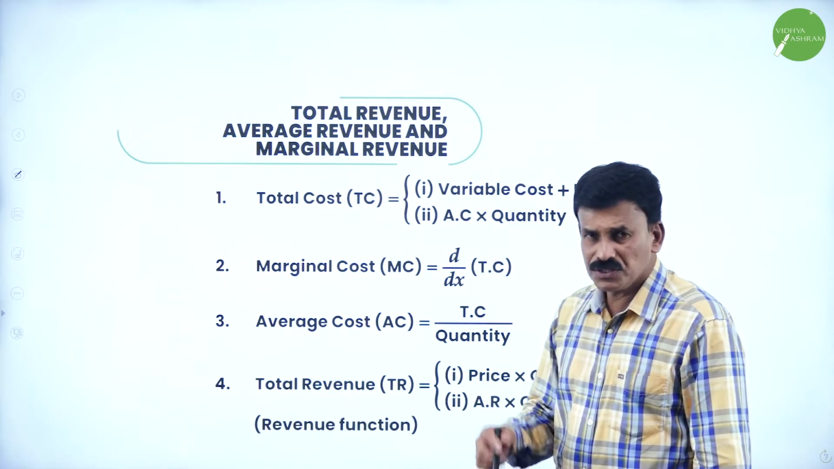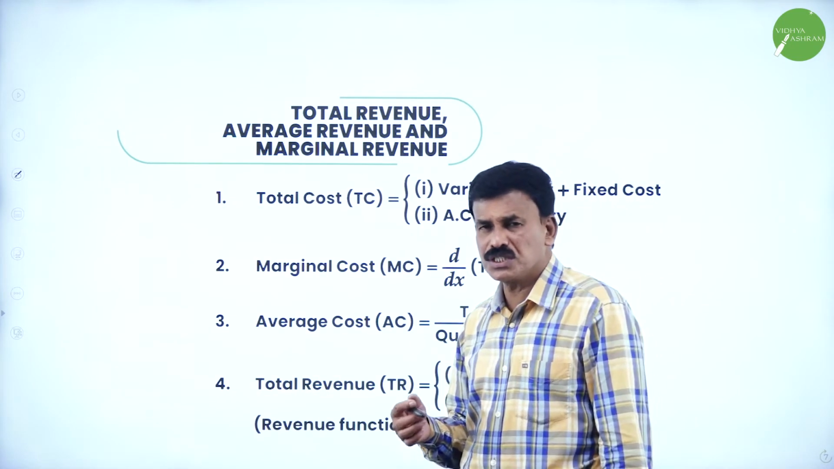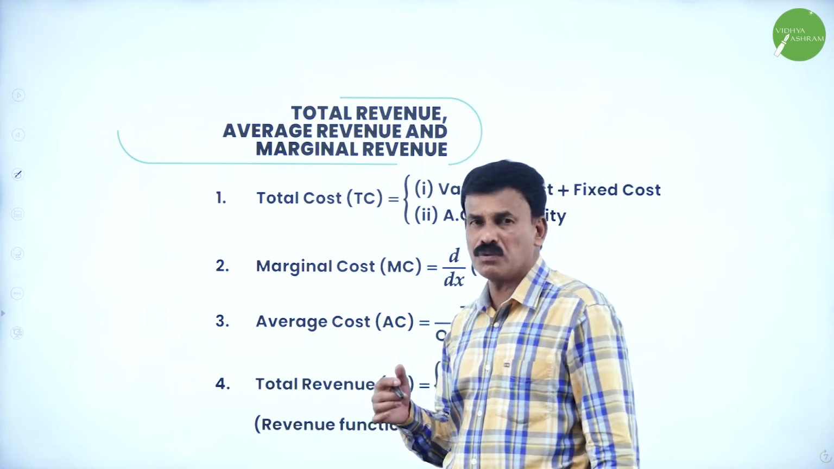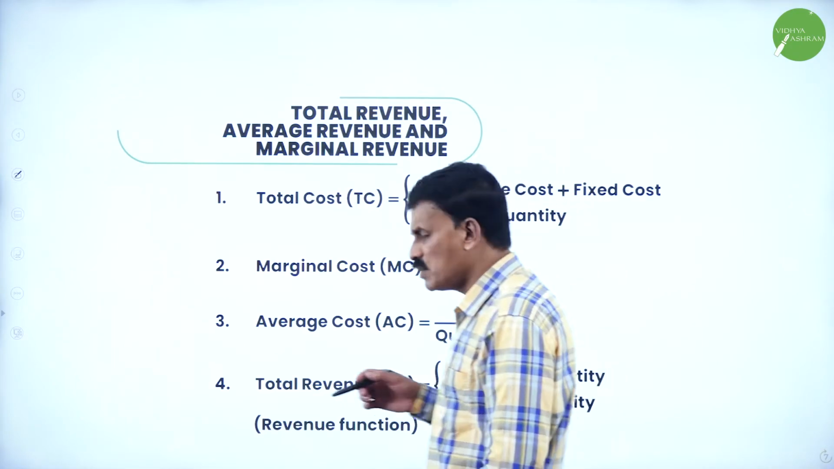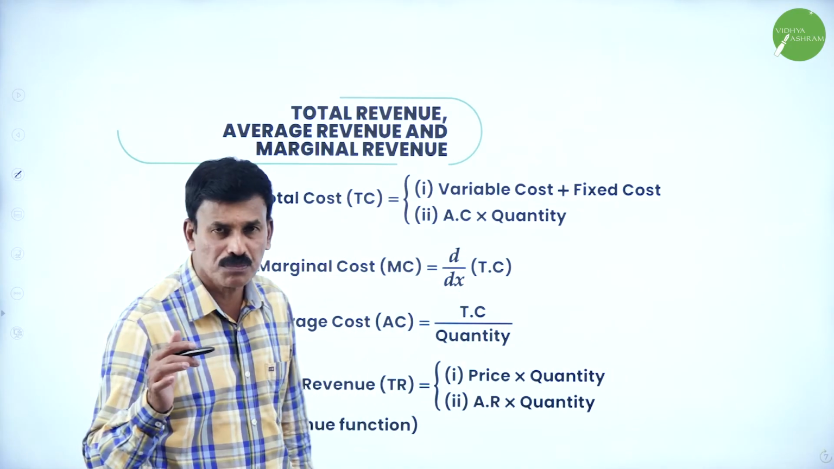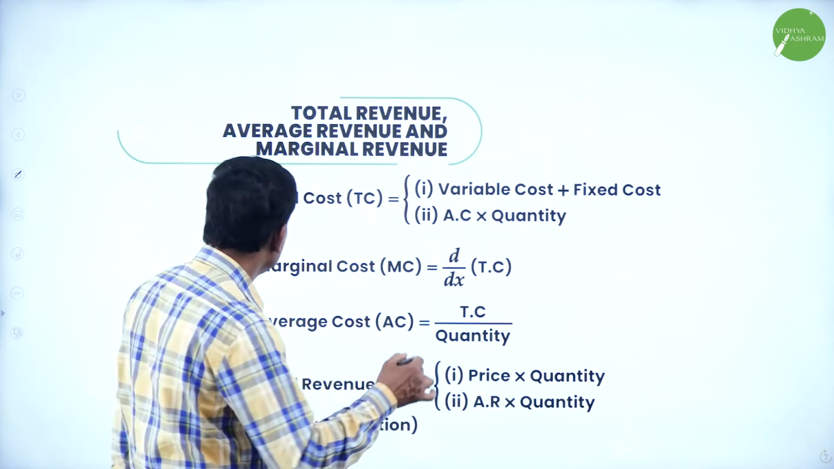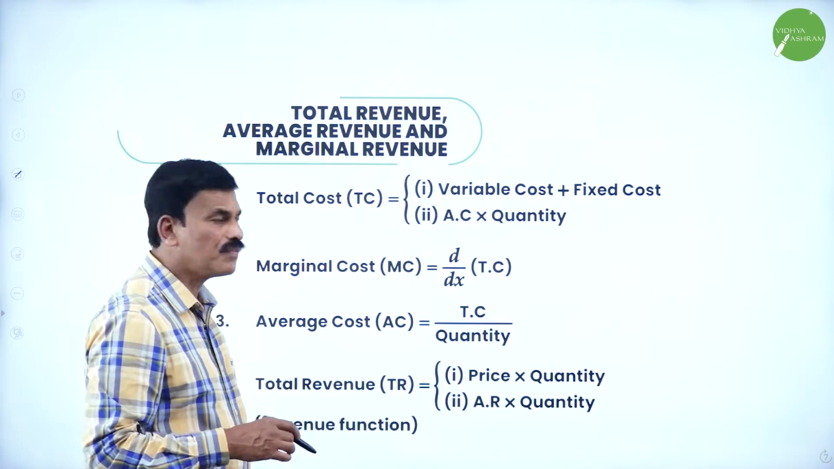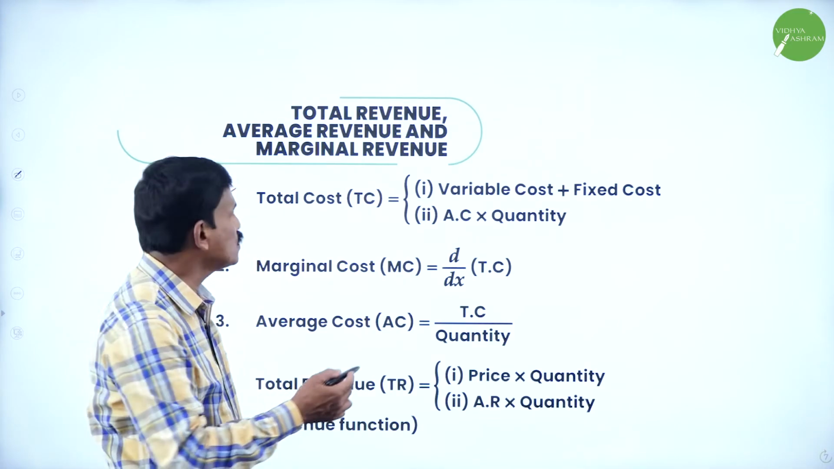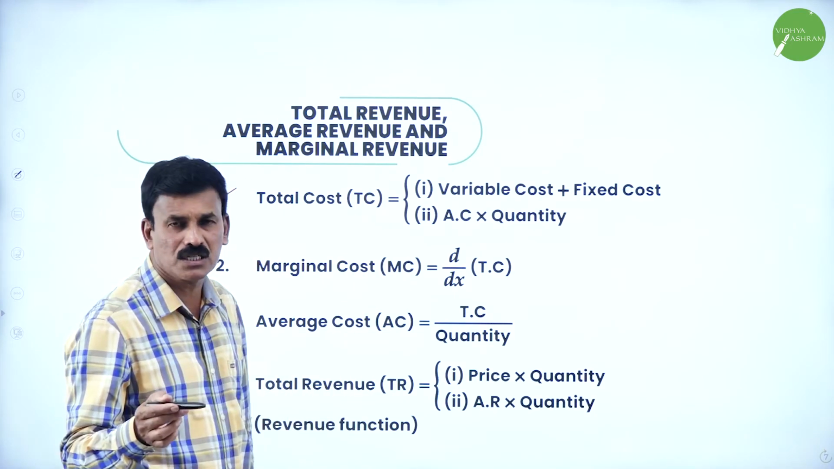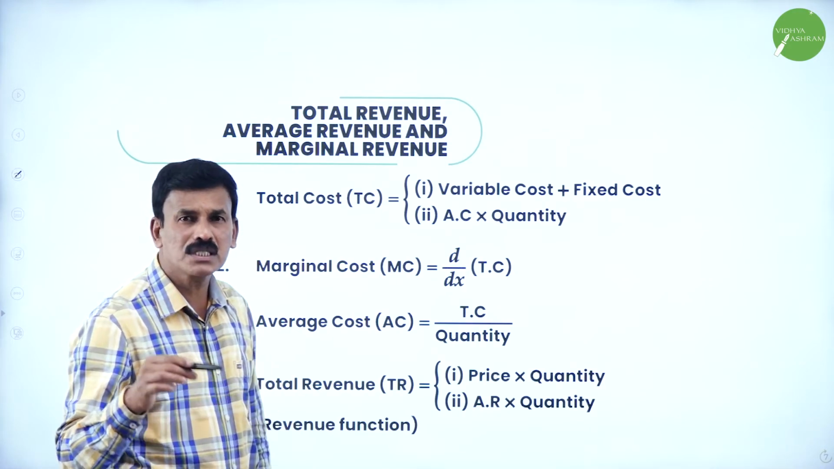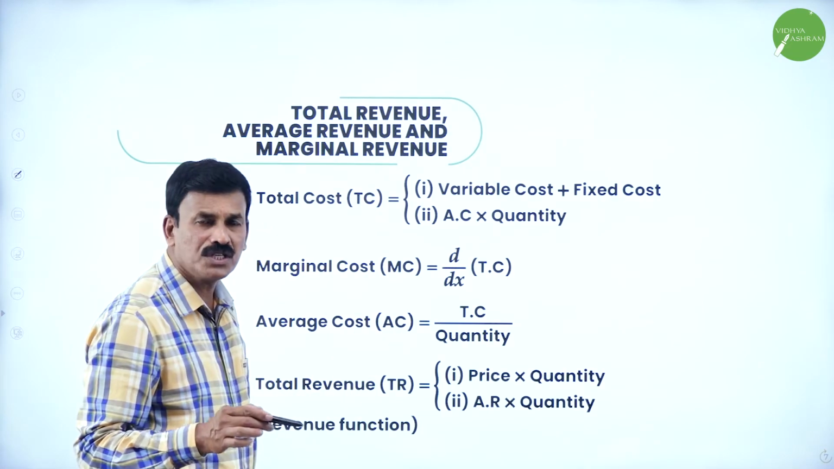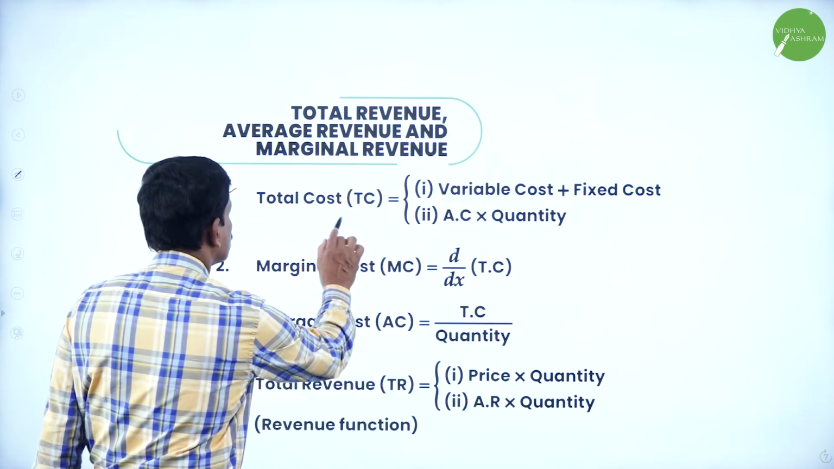Now, based on this, let us come to the conclusion. What are the formulas which we are going to use to solve the problems? The important formulas which we are going to use to solve the problems in this concept: the first one is the total cost. How to calculate the total cost of a function? The total cost is always equal to variable cost plus fixed cost, or average cost into quantity.